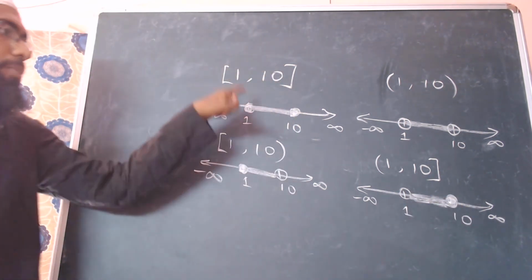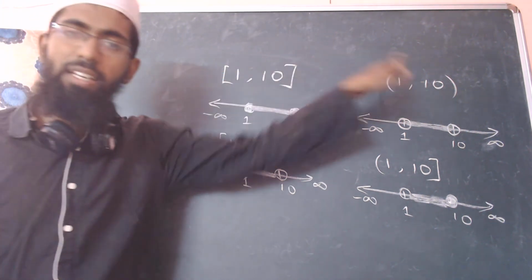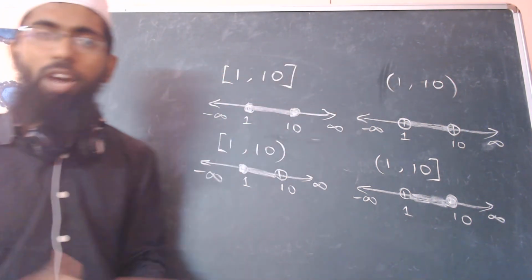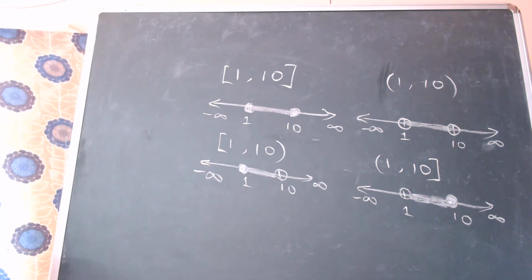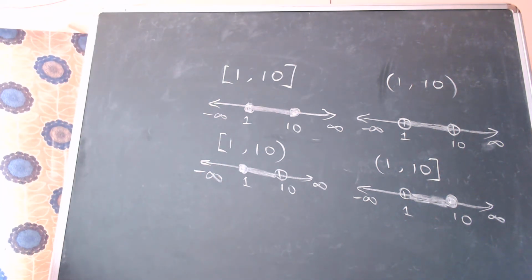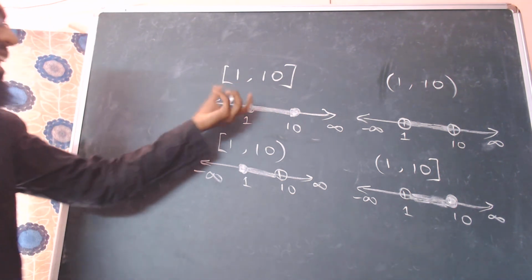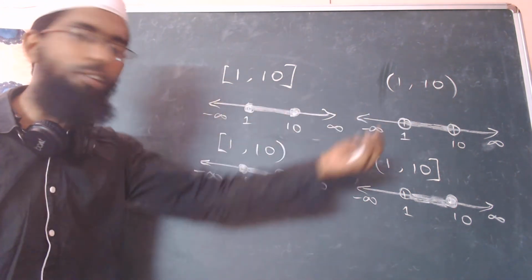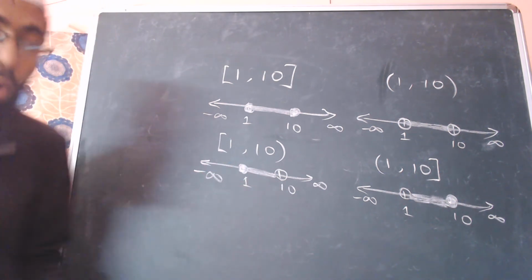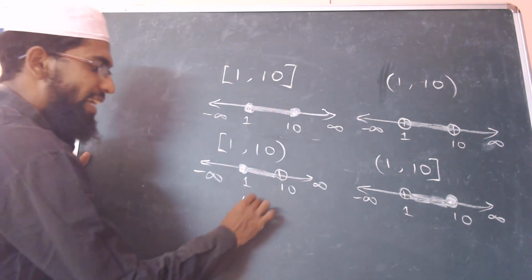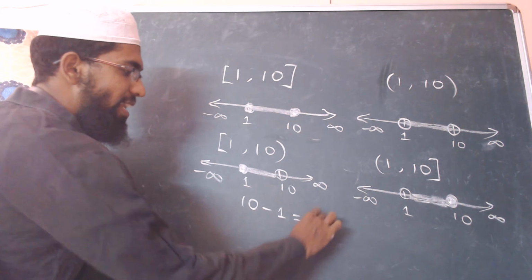So this is how we will represent intervals on the number line. Hope you got it. Now we'll get into the next topic. If I want to find the lengths for all the 4 intervals, let me take the intervals. What is the length of this interval and this interval? For all the 4 intervals, the length is the same. Length is nothing but 10 minus 1, equal to 9.